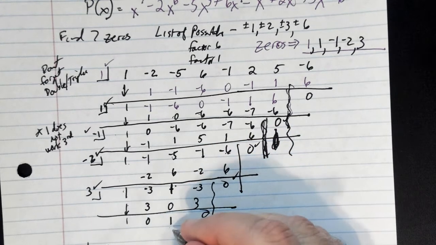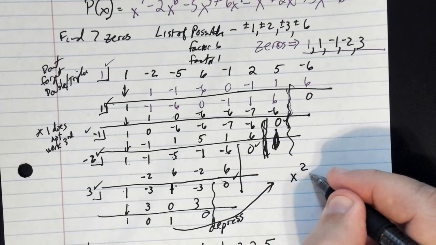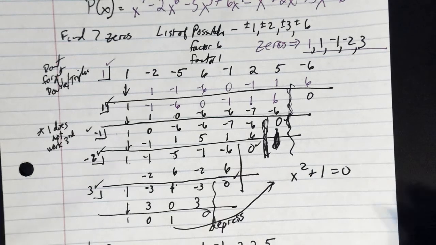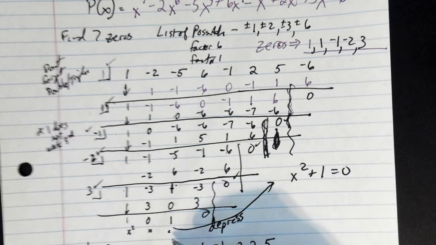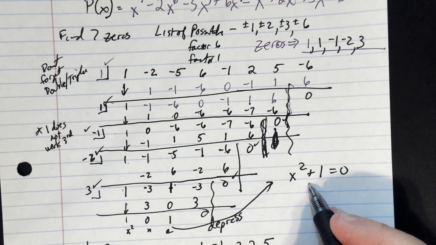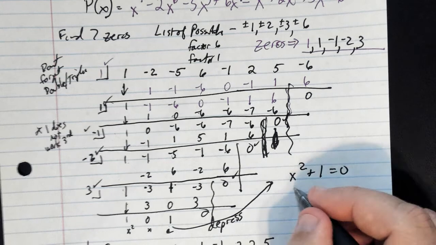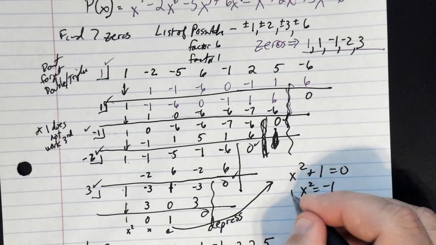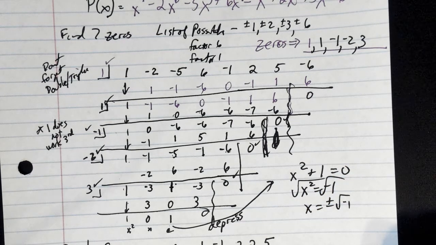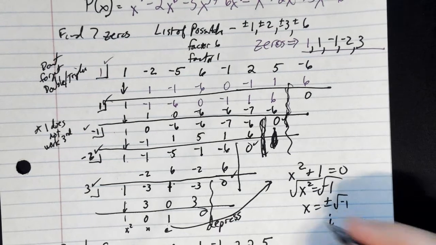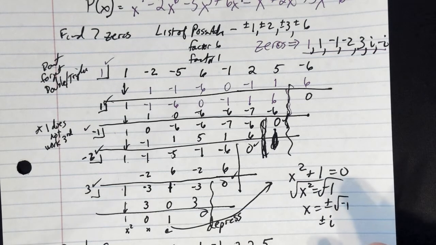Which means this depressed equation should be quadratic. X squared plus 1 is equal to 0. Why? Because this is x squared, this is x, and this is constant. Alright? So I get this. Well, I can use square root method to solve that. So square root method would be move the 1 over and get negative 1 and square root both sides, and I get x is plus or minus the square root of negative 1. What's the square root of negative 1? I. So I get plus or minus i. And there are my 7 answers.